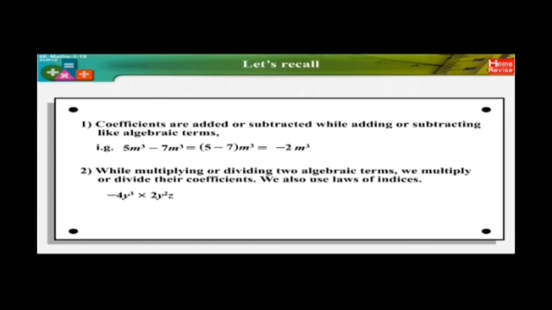Example: -4y^3 multiplied by 2y^2z is equal to -8y^5z. 12a^2b divided by 3ab^2 will be equal to 4a/b.